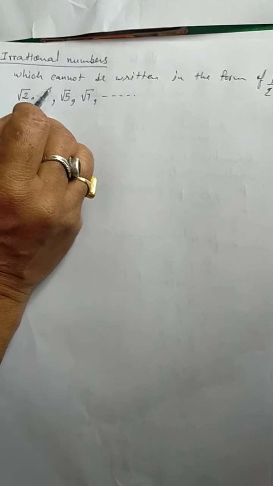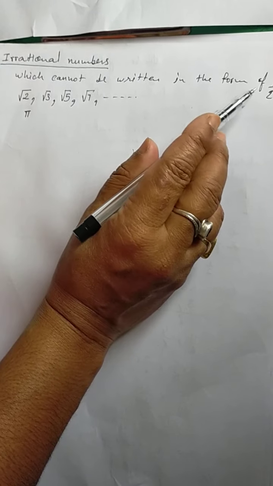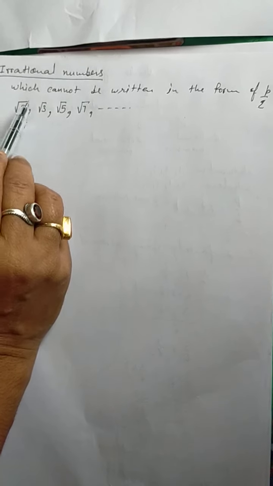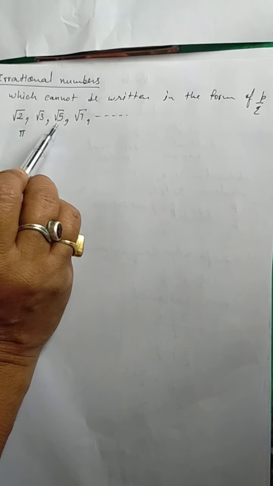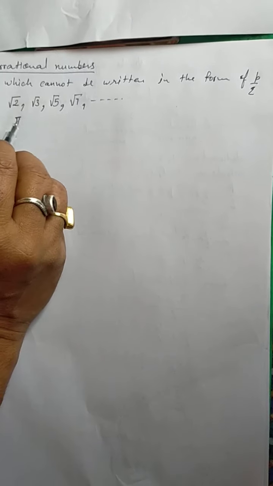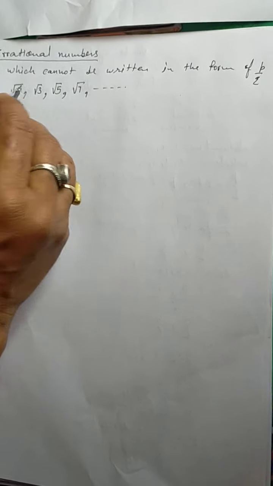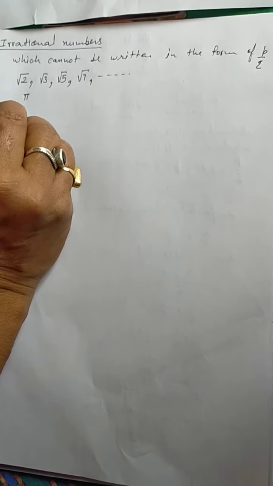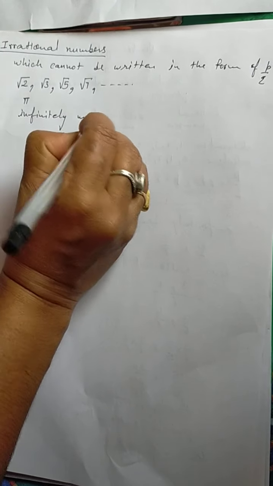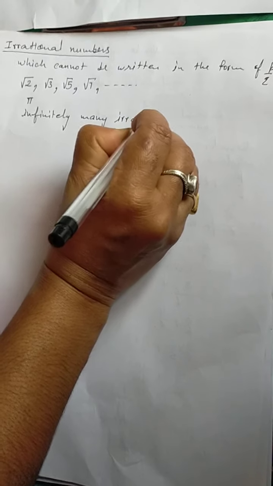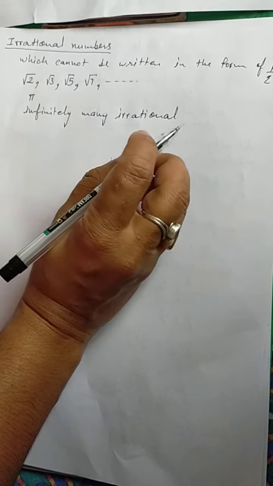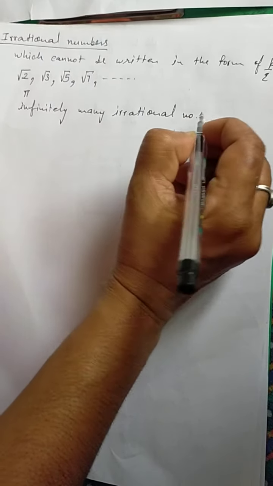This is the definition of irrational numbers: the number which cannot be written in the form of p by q, and the numbers which are in the form of square root of positive numbers, square root 2, square root 3 and so on, these are all irrational numbers. Now how many irrational numbers are possible? In the same way as rational numbers, there are infinitely many irrational numbers possible on the real number system.